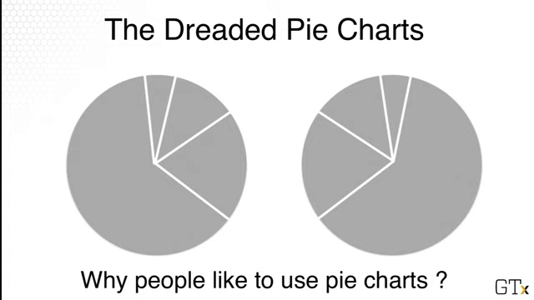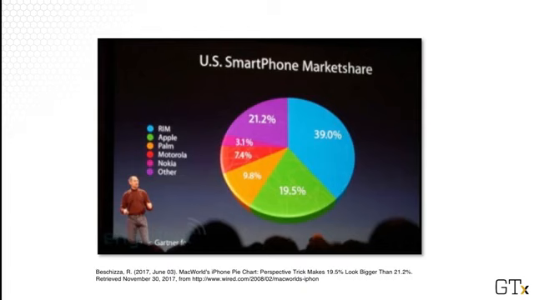How do we be truthful when we're using pie charts? So why do people like to use pie charts? Even Steve Jobs used it. This is actually a screenshot from a much earlier presentation that he gave many years ago, where he's showing the market share of Apple products and comparing to other competitors. A pie chart is a very popular choice in marketing.